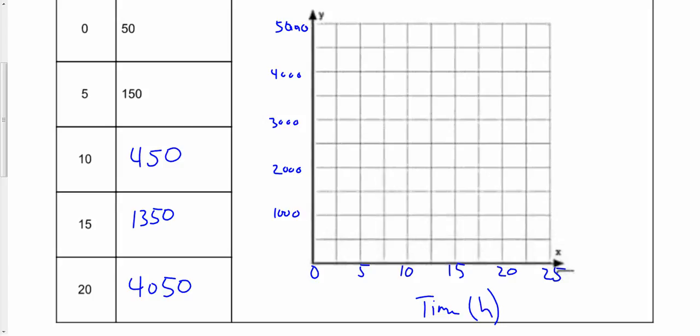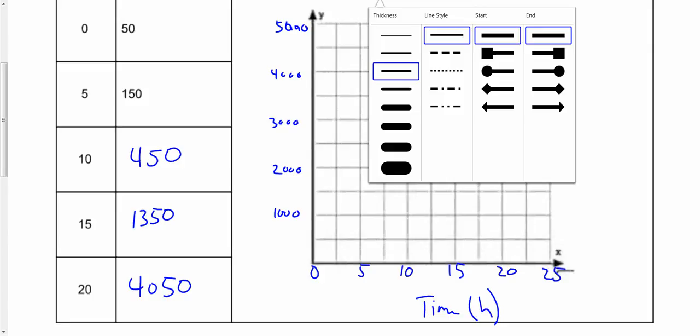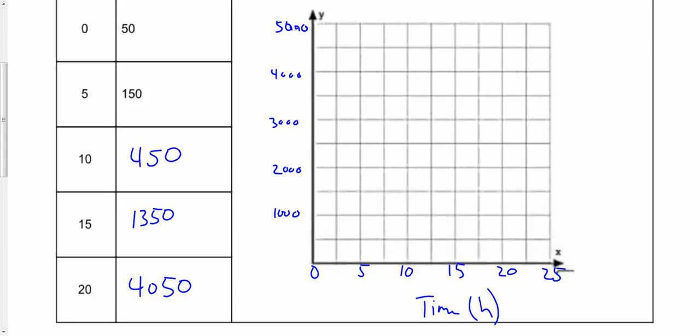So if I graph this at 0, I've got 50. Okay, well, that's pretty darn low. That's going to be down somewhere over there. It's not 0, but it's not nearly high enough. 150 could be maybe right about in that area. If I look at 450 at 10 hours, I'm just underneath this line. At 15 hours, I'm at 1350. So 1350 is somewhere over in this ballpark. And then at 20 hours, I'm at 4,050.